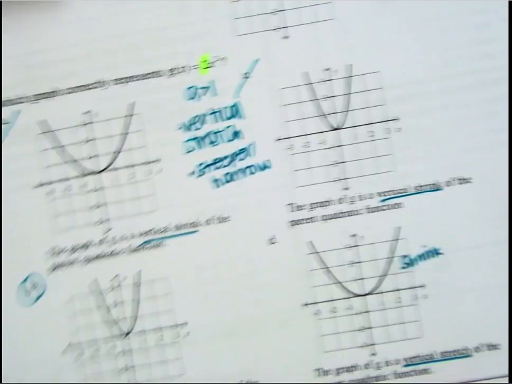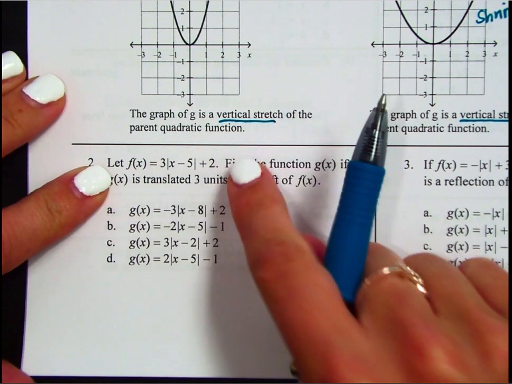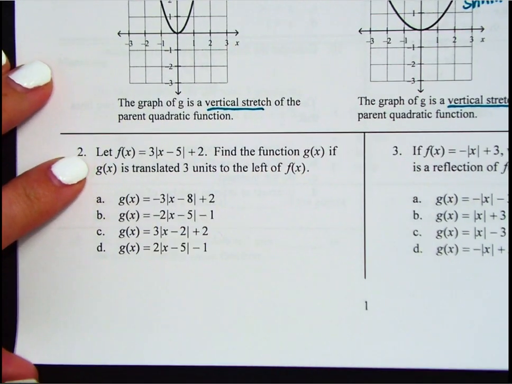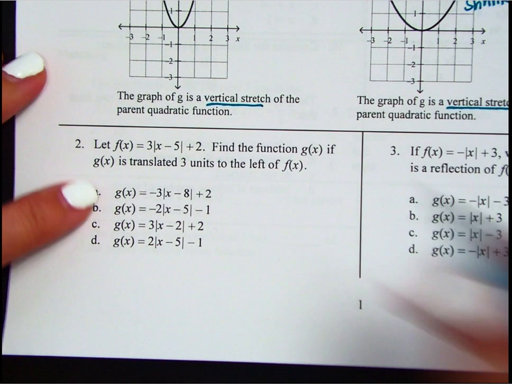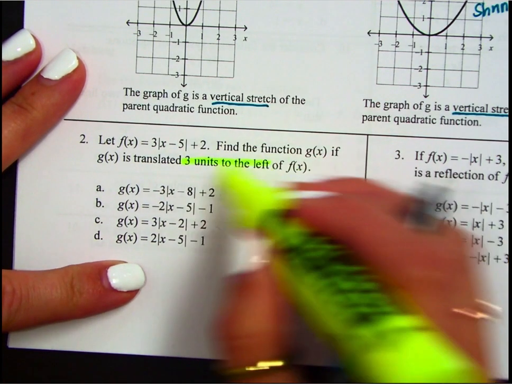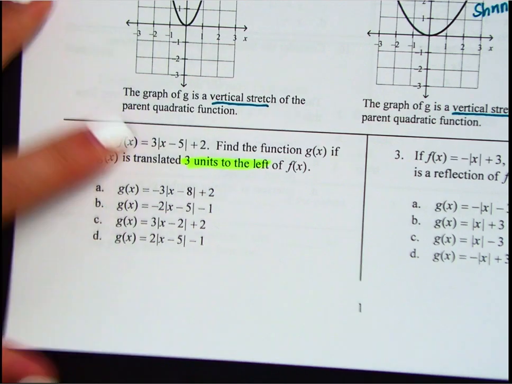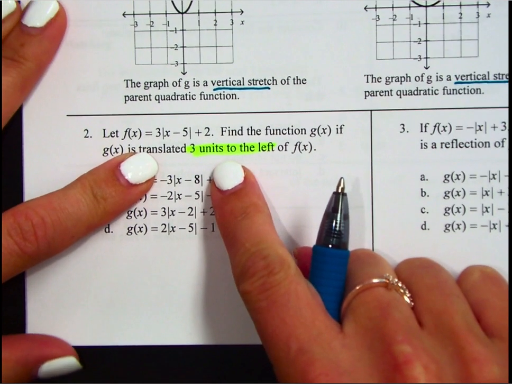Okay, number 2, we have f of x is equal to this, and we're going to find the function g of x if g of x is translated 3 units to the left of f of x. So basically what it is we are going to be taking f of x and we're going to take that function and translate it 3 units to the left.